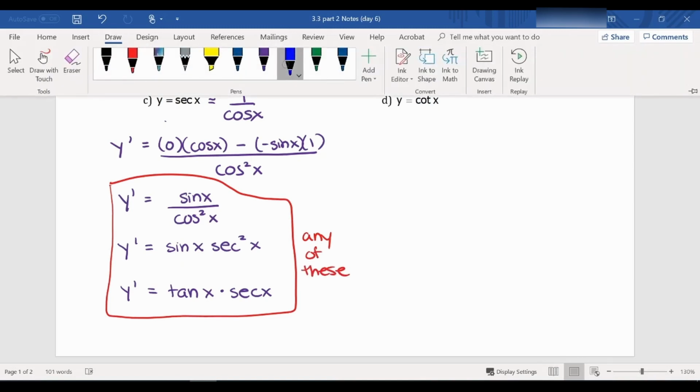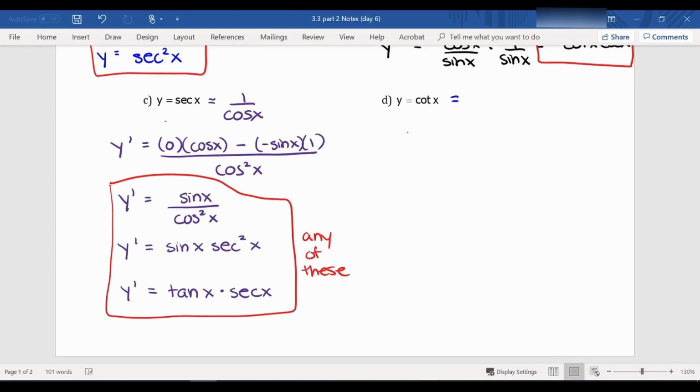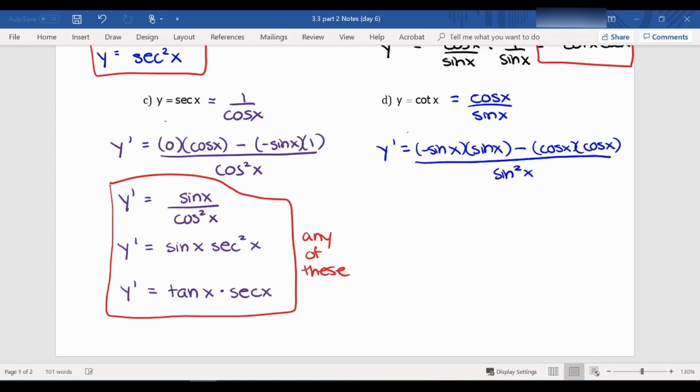If you made it to the other one, again, I'm going to rewrite this. This time, this is cosine over sine. My y prime, derivative of the top is negative sine times the bottom minus the derivative of the bottom times the top, all over the bottom squared. On the top, I can rewrite this as negative sine squared minus cosine squared.